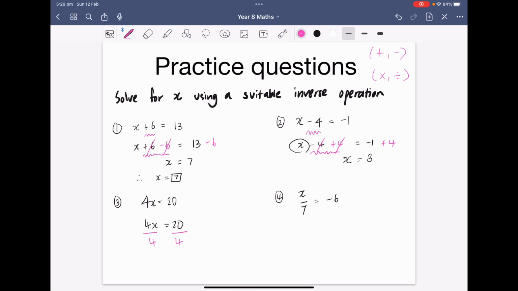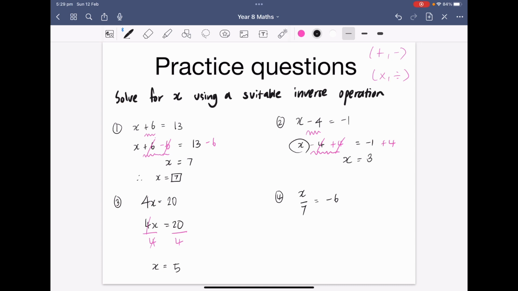And on the left-hand side, I have 4 over 4, or 4 divided by 4, and that equals 1. So it cancels out, and I am left with x. On the right-hand side, 20 over 4, or 20 divided by 4, equals 5. So x equals 5. Take a look at number 4.